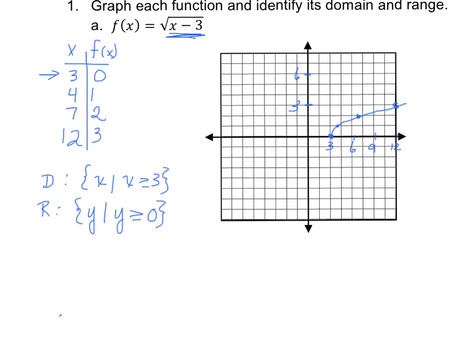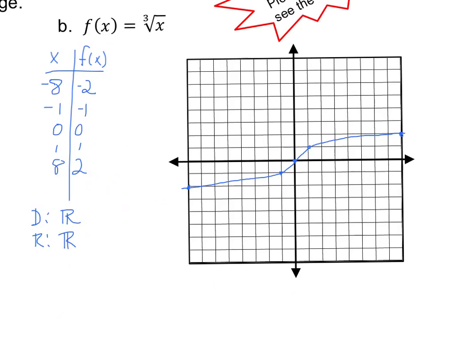Okay, so I'd like you then to move on to b. When we look at b, f of x equals the cube root of x. To make things easy for plotting without a calculator, I would use my x values as perfect cubes. So I have -8, -1, 0, 1, and 8. When I plot that, I can see the curve that I get. And I can see that the domain is going to be the set of all real numbers, and the range will also be the set of all real numbers.